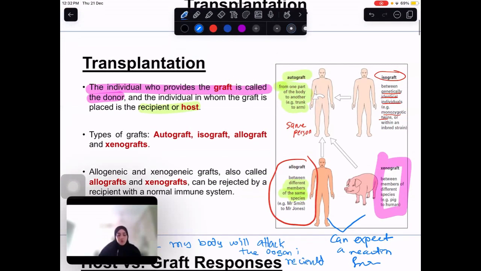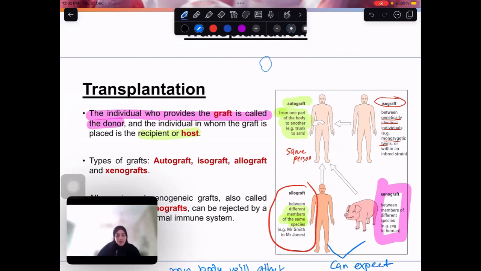So in transplantation, I have a person, right? I have another person, and I want, let's say, a kidney. So I don't have a kidney. And I want a kidney, so I will get the kidney from this person. So here, this person is very kind to donate their kidney to me. Okay, so this is the kidney right here.